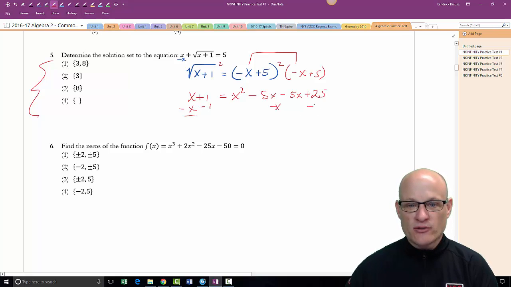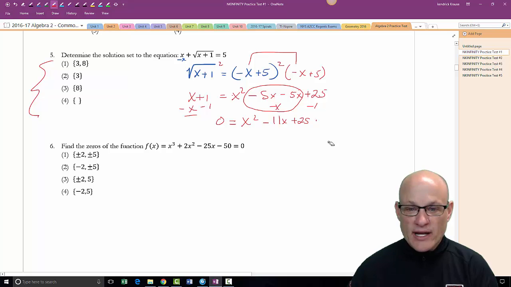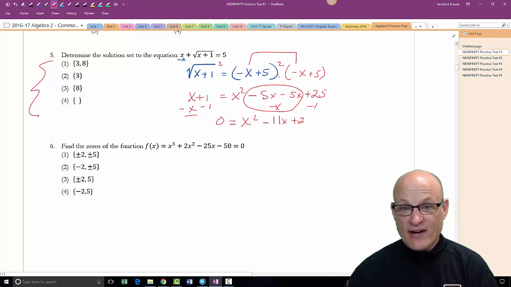Practice. Subtract the 1, subtract the 1. This is a quadratic. It has to be set equal to 0. X squared minus 11x plus 24. That's a 24, by the way. It looks like a 5, but it's really a 4.